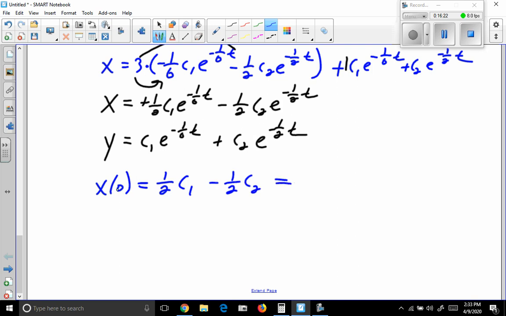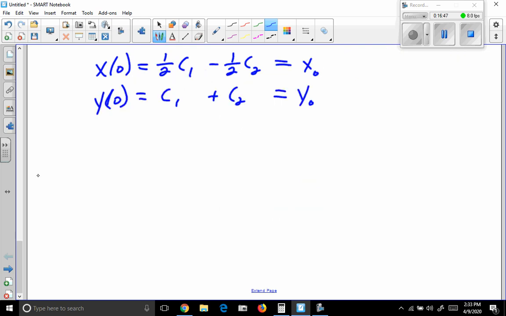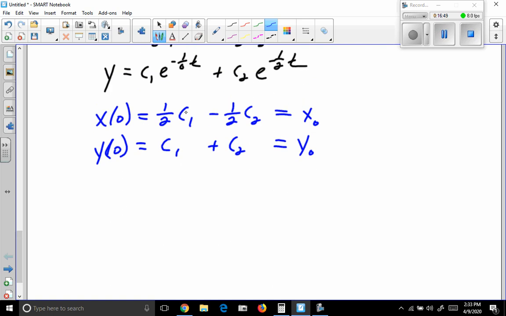And we call the salinity at time 0 for x, x sub 0. Same thing for y at time 0. At the beginning, if we put a 0 in, we get 1 C1 plus 1 C2, and the amount of salt at the beginning we call y sub 0. So that's the salt in the second tank. That's just a system of equations in terms of C1 and C2. X sub 0, y sub 0, those are given values, our initial values. So we can solve this system of equations several different ways.